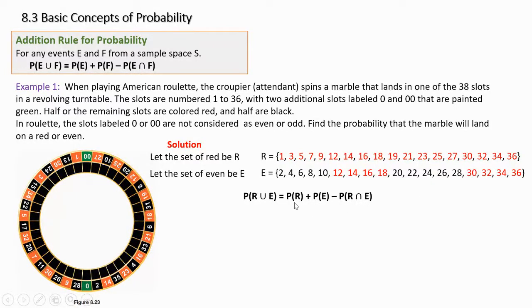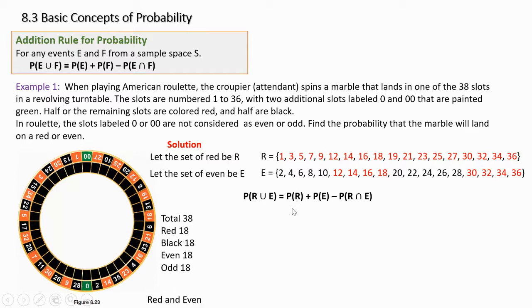Okay, so how many are red? There's half, right? So half are red, which is 18. 1, 2, 3, 4, 5, 6, 7, 8, 9, 10, 11, 12, 13, 14, 15, 16, 17, 18. So there's a total of 38. There's 18 black and 18 red. There's 18 even and 18 odd. I just counted them for you guys, but here is what they are.